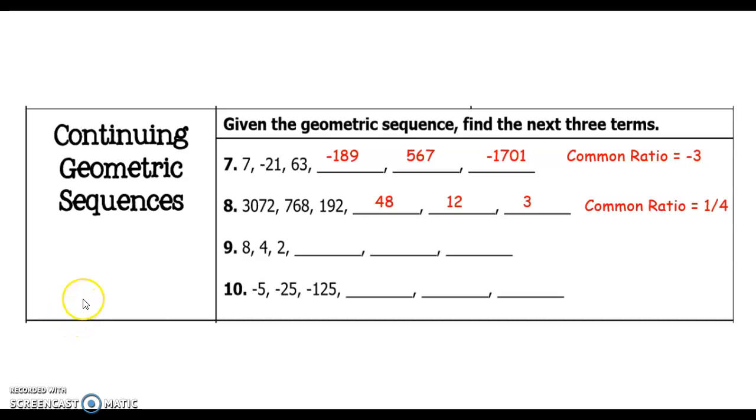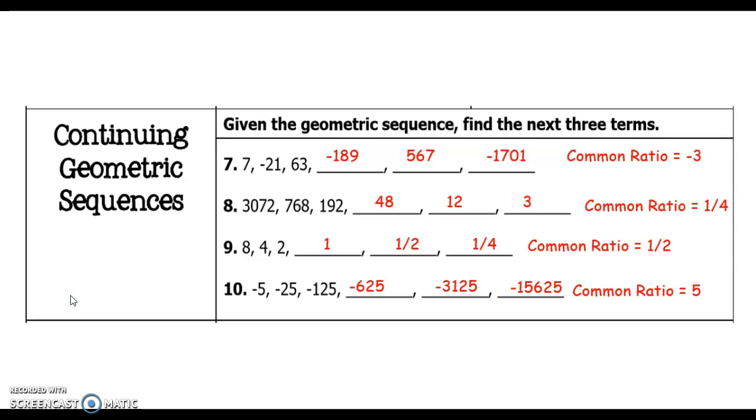Okay, on number 9, we can see that 4 is 1/2 of 8. So the common ratio would be 1/2. 1/2 of 2 is 1. 1/2 of 1 is 1/2. And 1/2 of 1/2 is 1/4. And for number 10, the common ratio is 5. And the next 3 terms would be negative 625, negative 3125, and negative 15625.